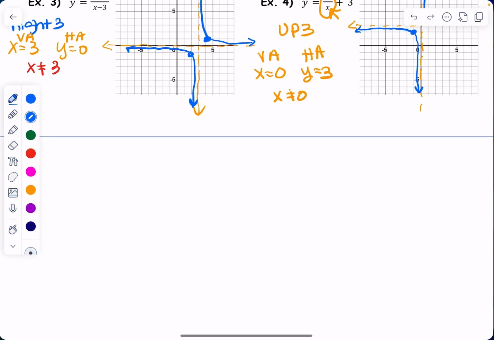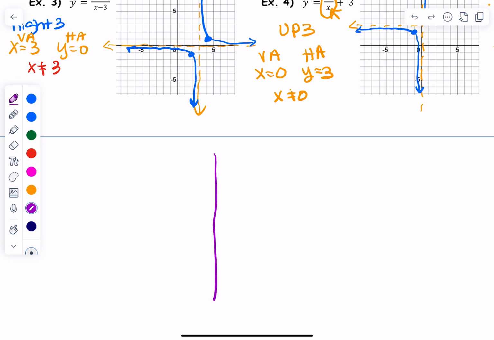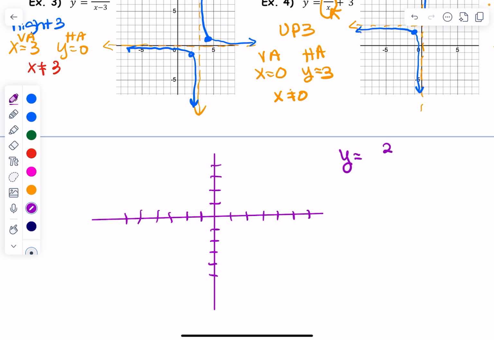This one is going to be without the marks, so hopefully it will not be too bad. Okay, so we're going to go 1, 2, 3, 4, 5, 6. And we're going to do it a little crazy here. So we're going to go y equals 2 over x minus 1, minus 3.